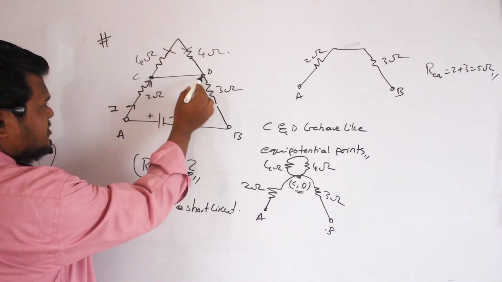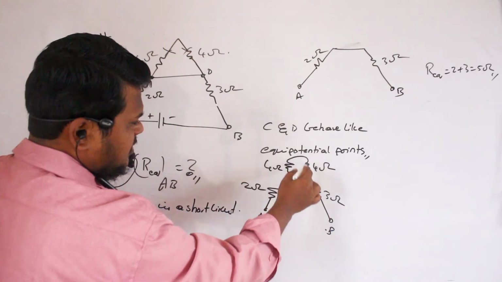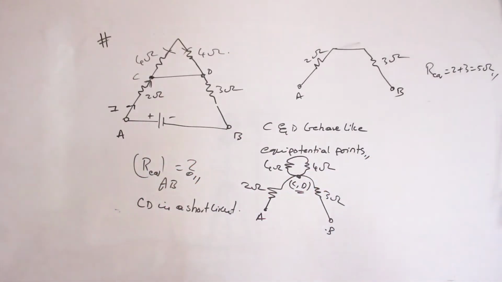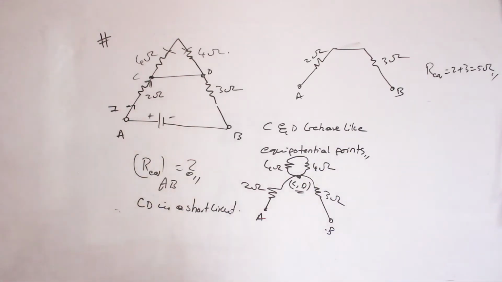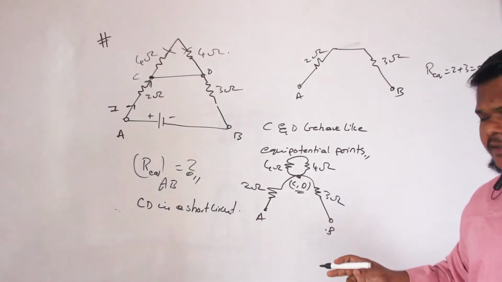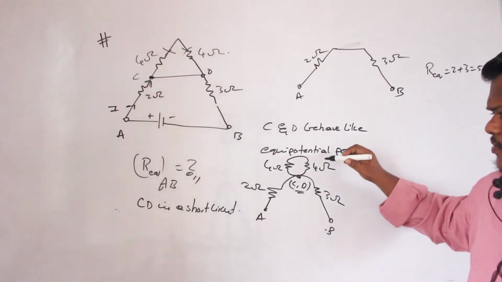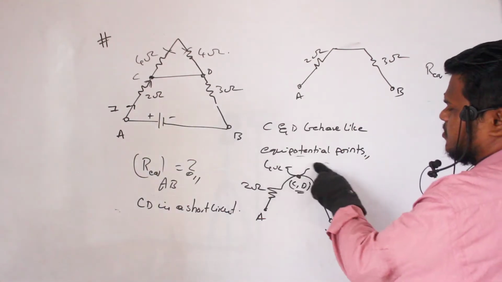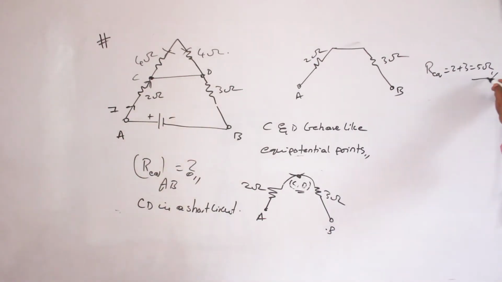If I join C and D, then this 4 ohms and 4 ohms enter into a loop. What is the property of a loop we have studied previously? If a loop is present without a battery, then current cannot be present in that loop. So there is no use of this 4 ohms and 4 ohms. I can remove these 4 ohms and 4 ohms resistors, and this is the circuit which I get. So 2 plus 3 is 5 ohms, the equivalent resistance.